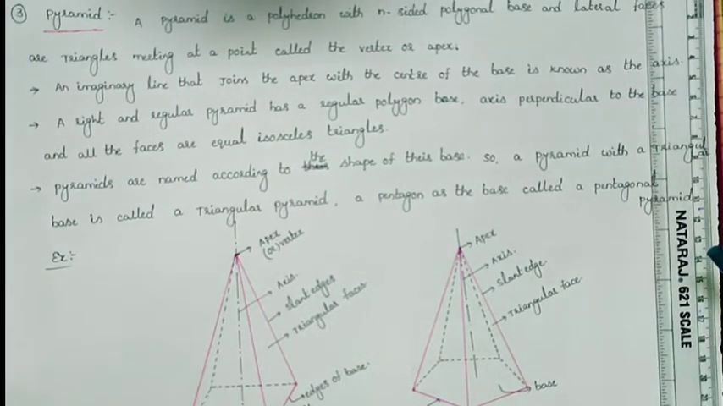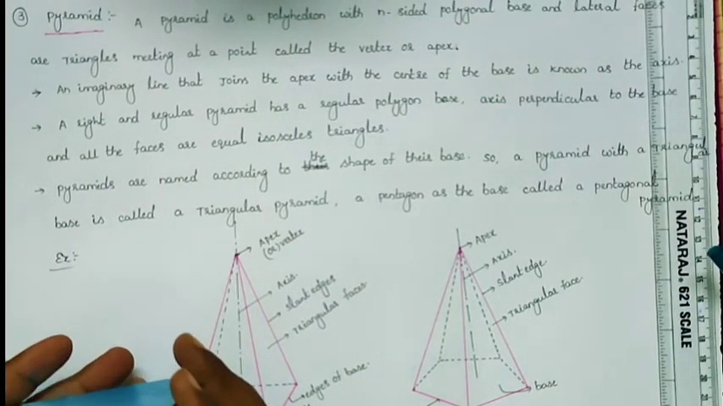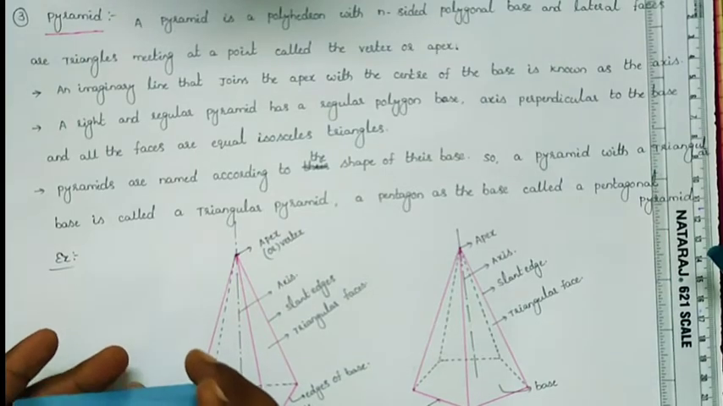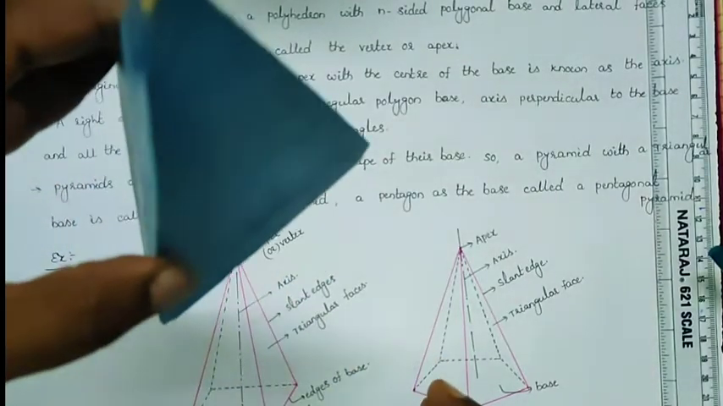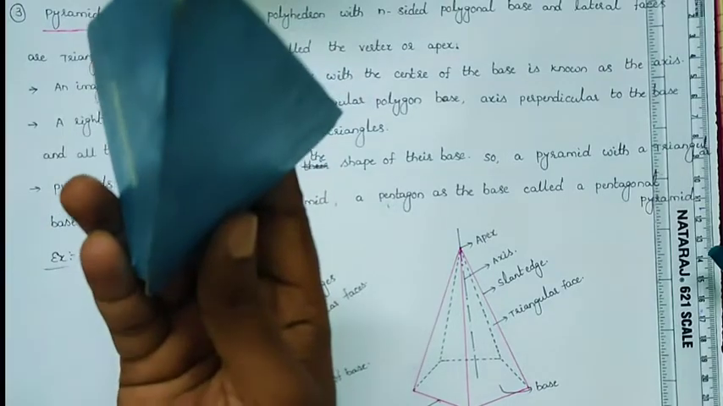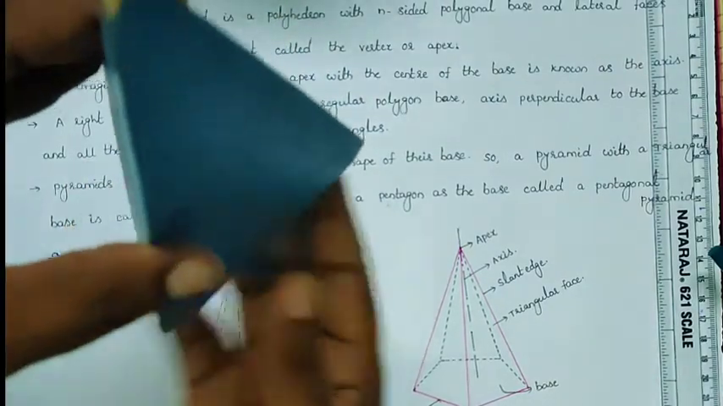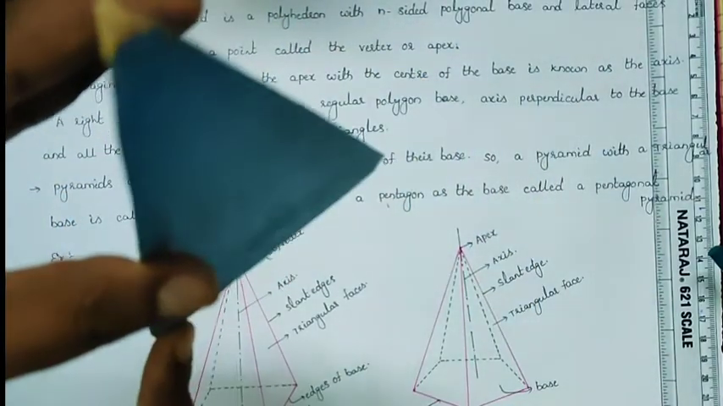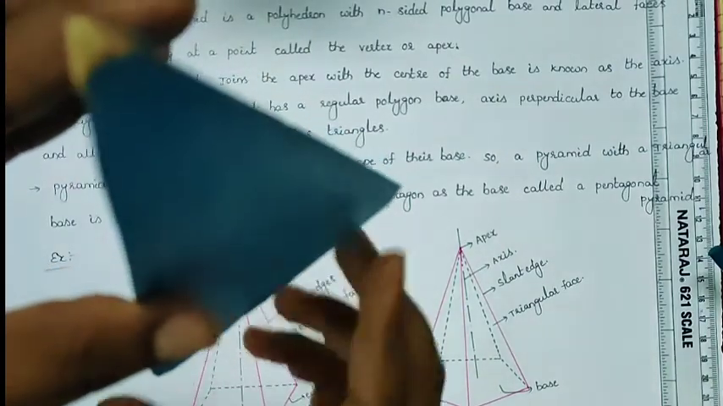A pyramid is one type of polyhedron. This is also one type of polyhedron with an n-sided polygonal base. So this is an example for the pyramid. The pyramid is a type of polyhedron with n-sided polygonal bases.